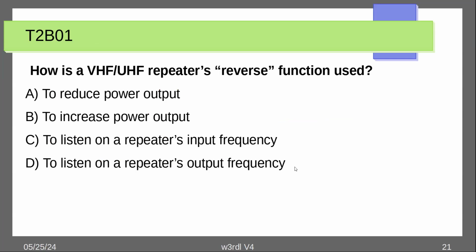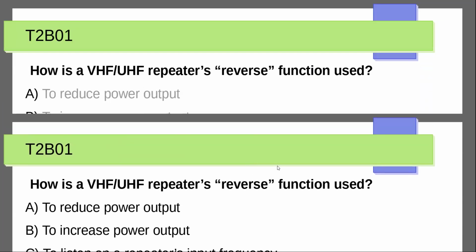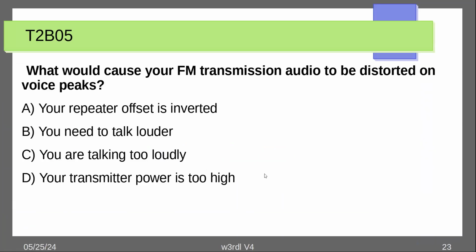How is a VHF, UHF repeater's reverse function used? What would cause your FM transmission audio to be distorted on voice peaks? For this, it's Charlie.